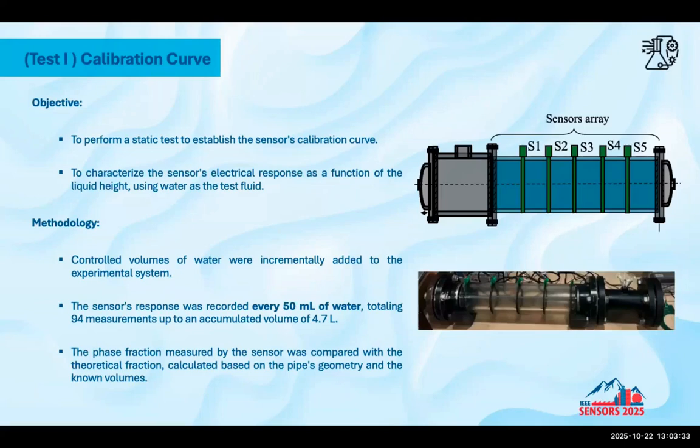Okay, moving on to our first test. It's a calibration curve. The objective is to perform a static test to establish the sensor calibration curve. This is our setup. It's closed and controlled. The methodology consists of adding control volumes of water, increments of 50 ml of water, and measuring the sensor response.